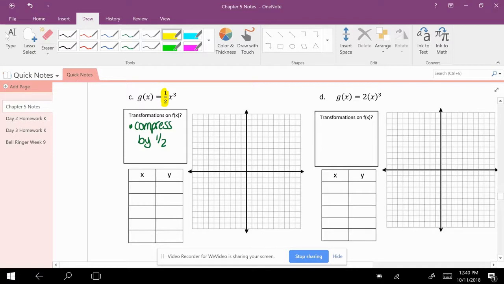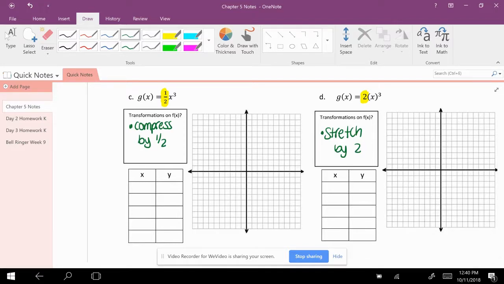Now, what does the 2 mean for D? Stretch or compress? Good. Stretch by 2. So that's the difference between the two. It's kind of good to see a comparison. 1/2 would be compress, 2 would be stretch.